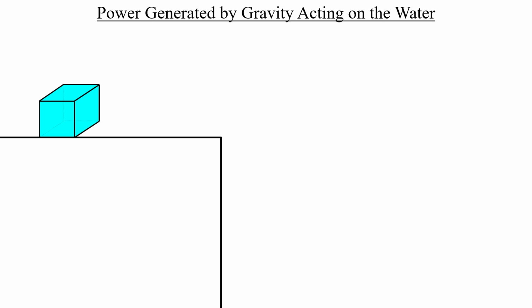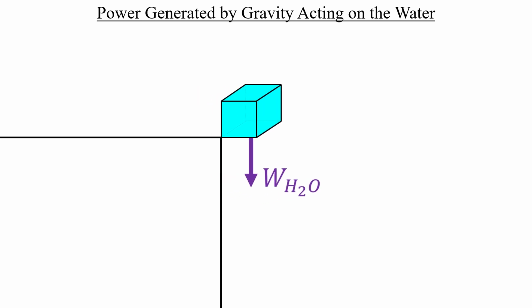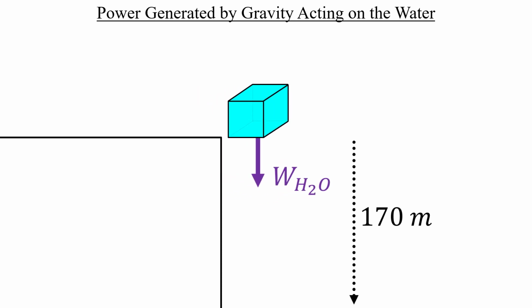Here's a single cubic meter of water that's located at the top of the dam. The only forces acting on it in the vertical direction are its weight and the normal force. These are equal and opposite in magnitude since the water doesn't change height as it flows to the side, and we can ignore any horizontal forces that are responsible for pushing the water in that direction. Once that cubic meter of water flows over the edge, there's no longer any normal force. So the weight of the water is going to pull it down and act on it during the 170-meter fall.